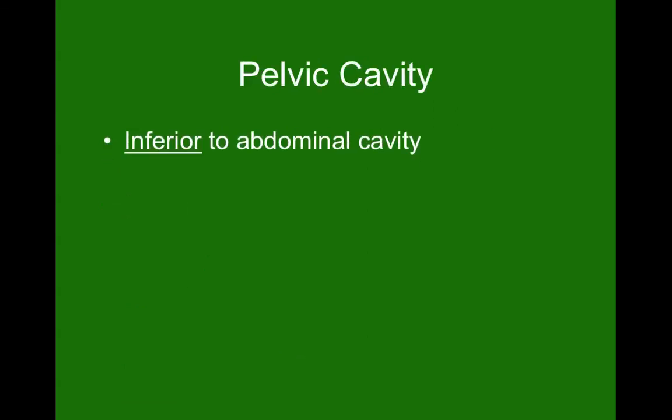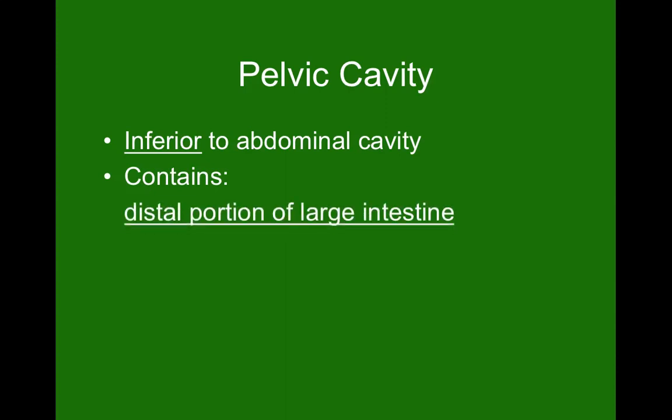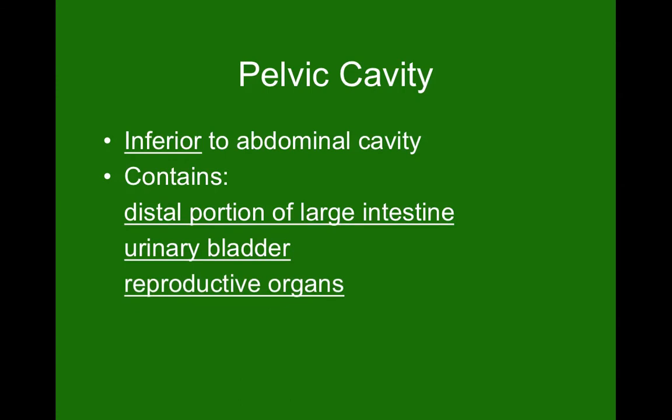The pelvic cavity is inferior to the abdominal, and it's below that upper portion of your hip bones. You've got the distal portion of your large intestine. You also have your urinary bladder and your reproductive organs. That distal part of the large intestine is within the peritoneal cavity, but the urinary organs, including your kidneys and the bladder, as well as the reproductive organs, are outside of the peritoneal cavity.